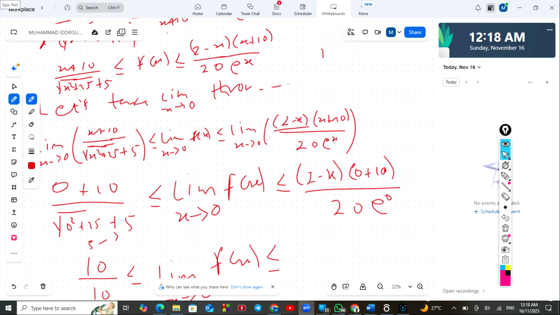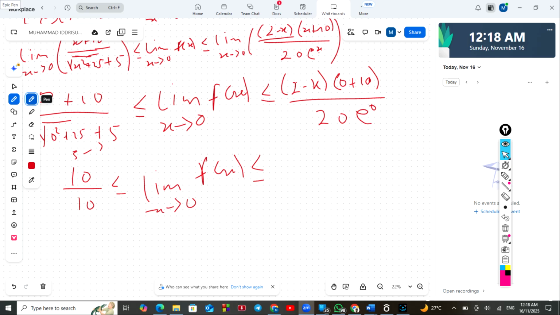So since we've corrected them, we can now continue with the solution. So 2 minus 0, so now that our x is 0, we have 2 minus 0 is 2, times 10 is 20, so we have our 20 all over 20. e to the power 0 is 1, so all over 20. So we have 20 over 20, so now we have 10 over 10.